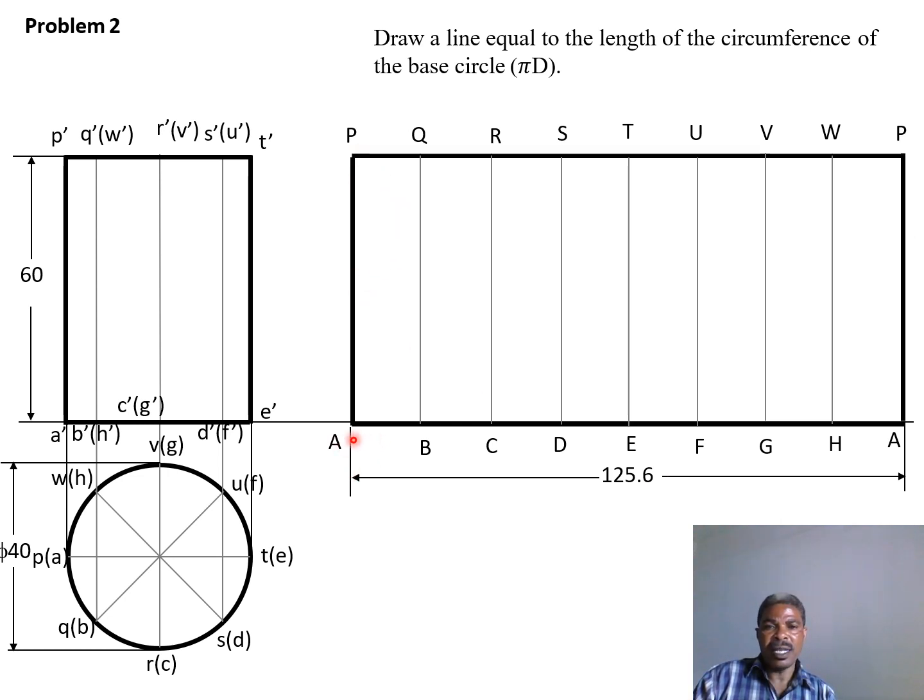Mind you, the height that was provided is A to P, which is 60 millimeters long. So this is our developed surface for our drum.